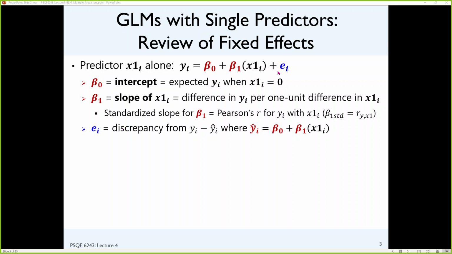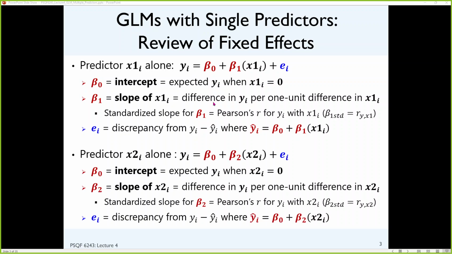E then is what's left. How wrong are you? So everybody who has the same x1 as someone else will get the same predicted y, but their e's will differ, because e is how far off your prediction is from what your y actually is. If I had a second predictor in a separate model, everything would follow the same way, except that now we're talking about the relationship of x2 instead.